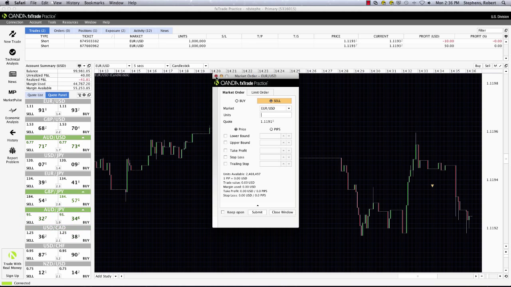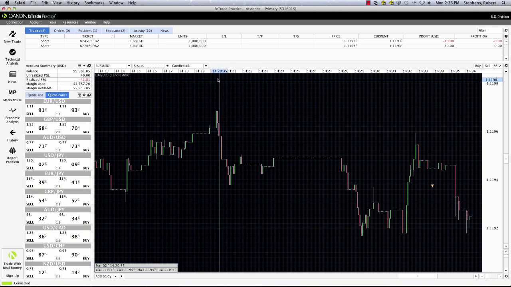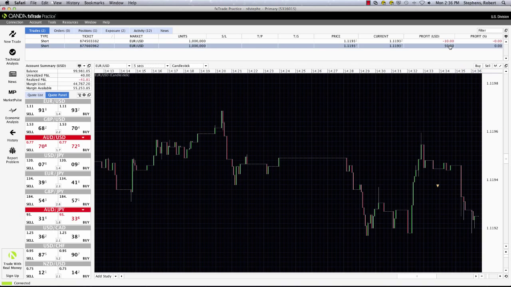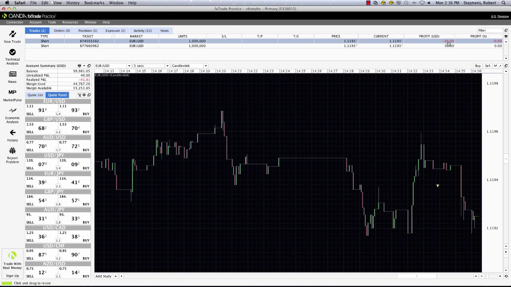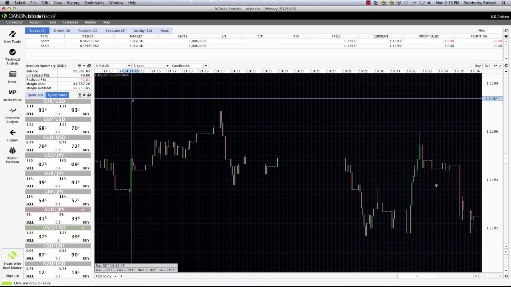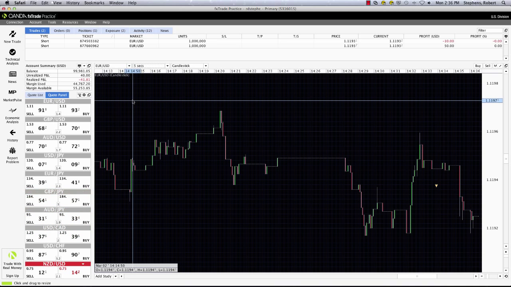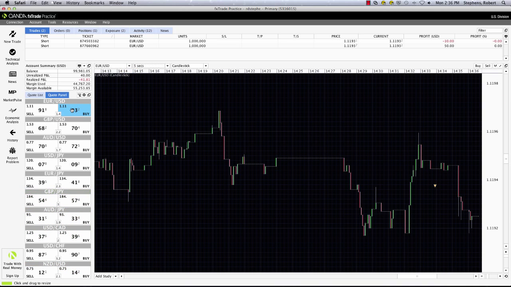I'm now very interested in what's happening because you can tell my second position is turned positive. My first position is just barely negative, so I should be getting ready to close this position out. So I'm going to hit the buy button.